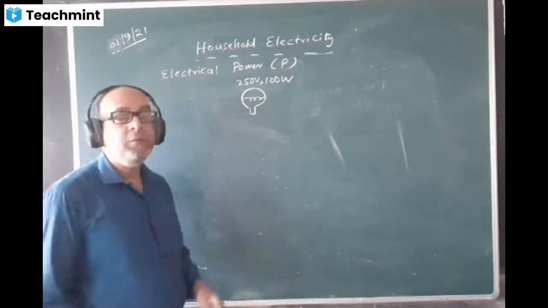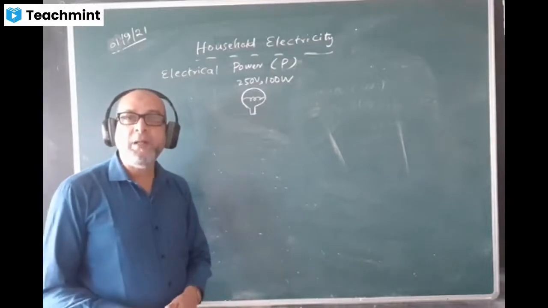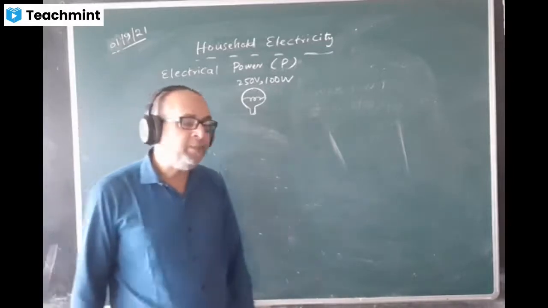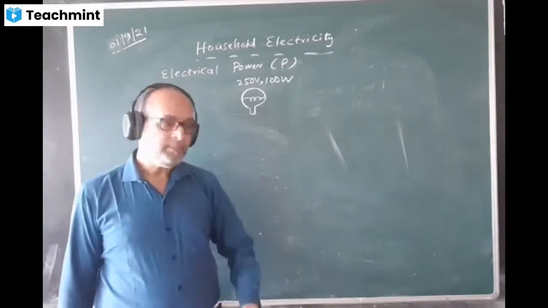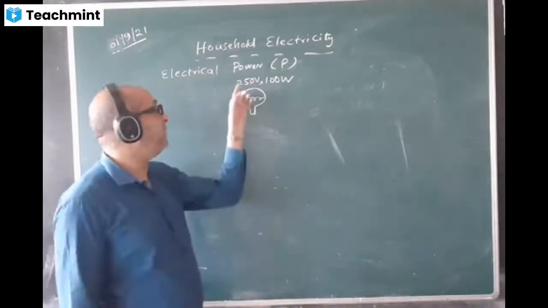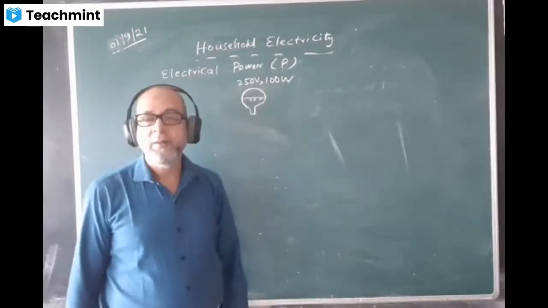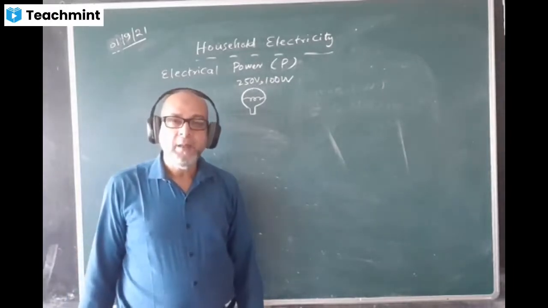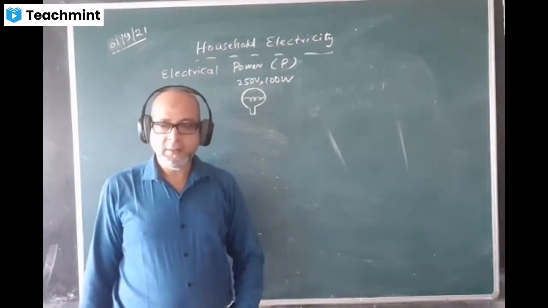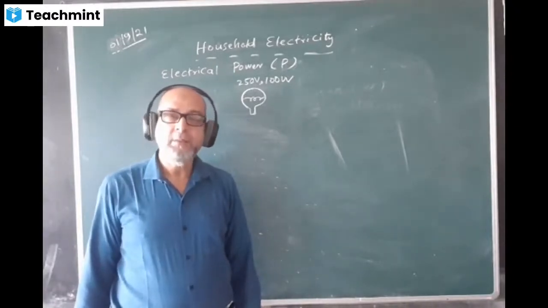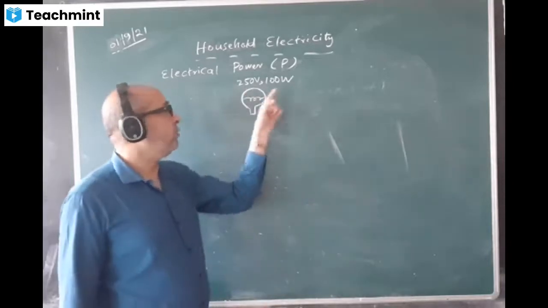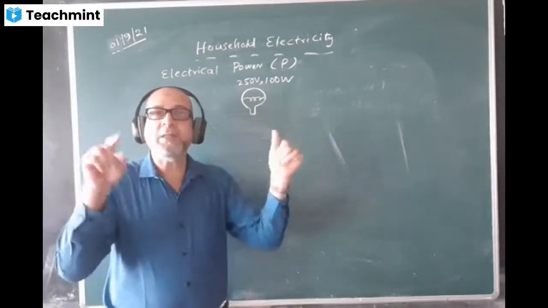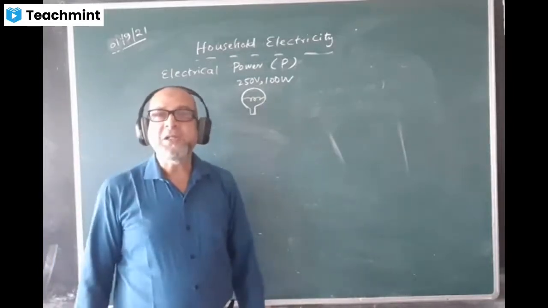So please write down one statement within single inverted commas. Write down, a bulb is marked, M-A-R-K-E-D, marked. A bulb is marked 250 volt, 100 watt. Put the sentence under single inverted commas.